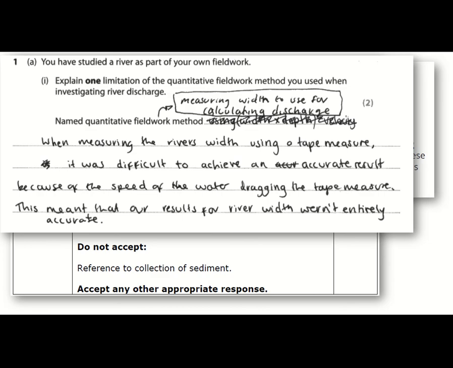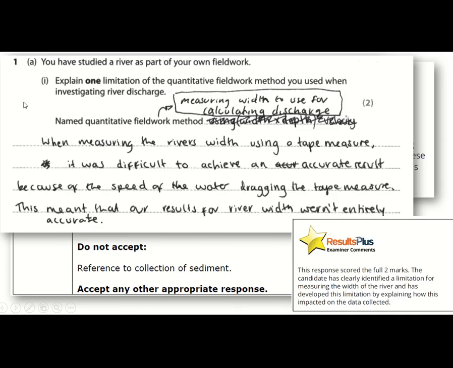So when measuring river width using a tape measure, it was difficult to achieve an accurate result because the speed of the water dragged the tape measure. It meant our results for river width weren't accurate. So river width, tape measure was difficult because speed of water dragged the tape measure. That's 1 mark. And then it meant our results weren't accurate. That's the 2nd mark. So that got the 2 full marks because they identified a limitation and then they explained how it impacted the results collected.